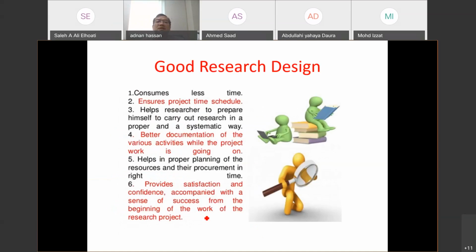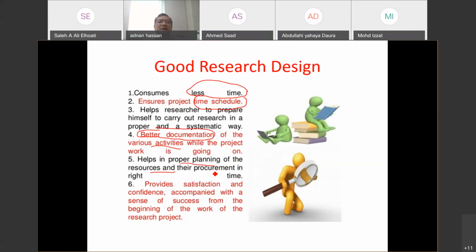So what is a good research design? Of course, a good research design consumes less time, because you plan it properly and get the relevant data. If you don't design it properly, you may have a tendency to collect wrong data. It also ensures the project time schedule, so you are doing it on time. It helps the researcher prepare himself to carry out research, provides better documentation of various activities, and helps in proper planning of the research and the procurement time.